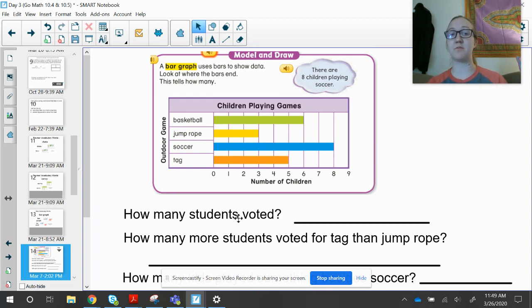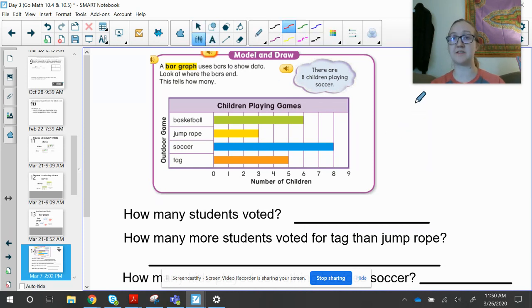The first one is how many students voted. I want you to think just for a second, how could I gather all that information? Doesn't necessarily tell me how many students, so I want to figure that out. How we can do that is we look at all the categories and all those numbers. So first I'm going to look at basketball, then I'm going to follow the bar all the way to when it stops. Then I'm going to look down and there's a 6. So right there where there's that 6, I'm going to write down the 6 because I want to be able to add up all of the numbers that I'm going to find.